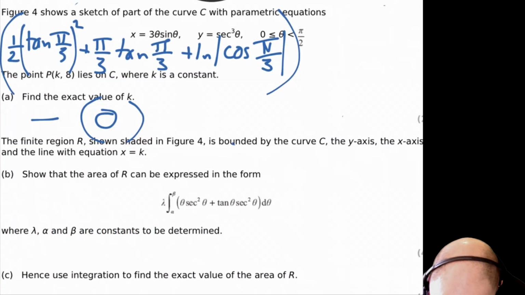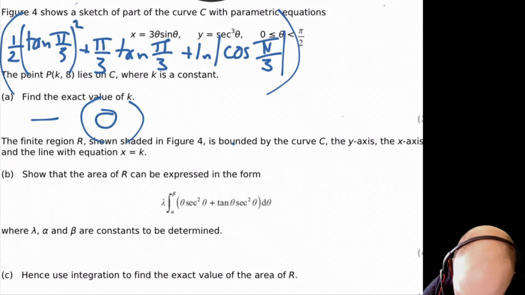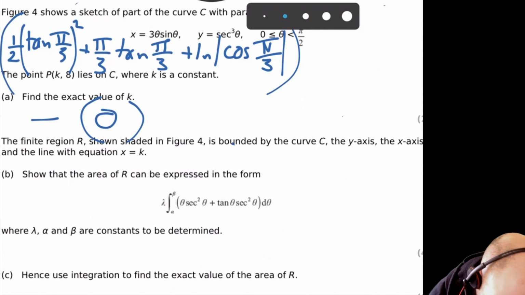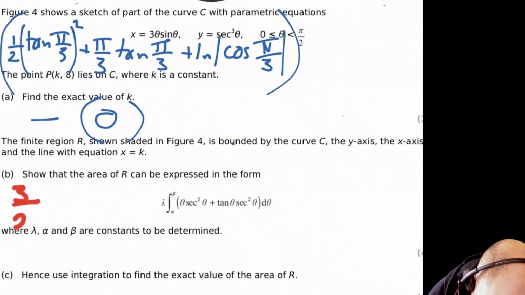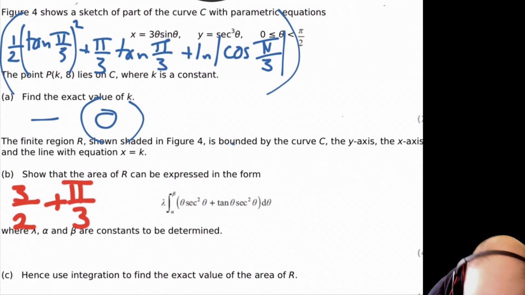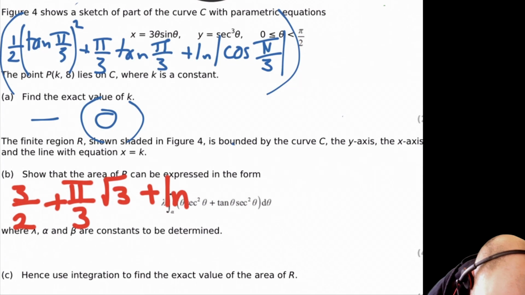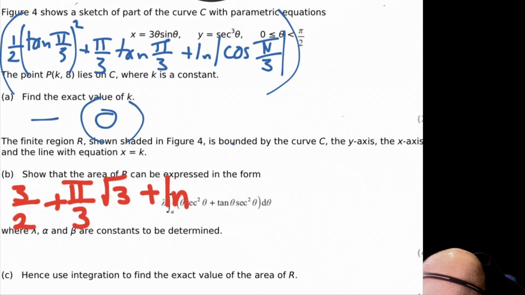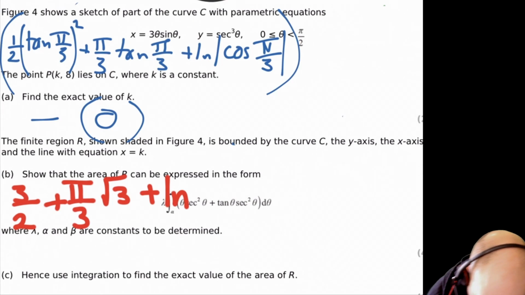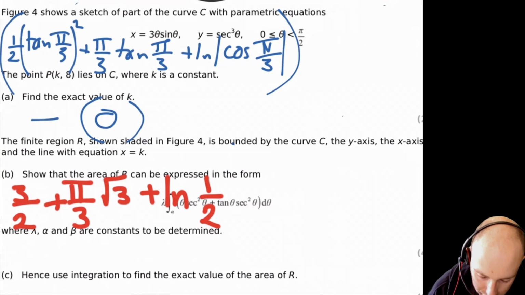So to do this, I'll just type in tan pi by 3. Let me do that again, I typed in arctan. Tan pi by 3 is root 3. So we get 3 over 2 for the first term, plus pi by 3 times root 3, plus ln cos pi by 3, which is a half. So we get ln half. Cool.